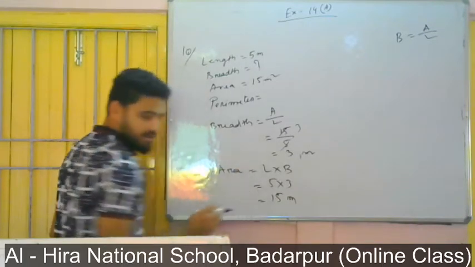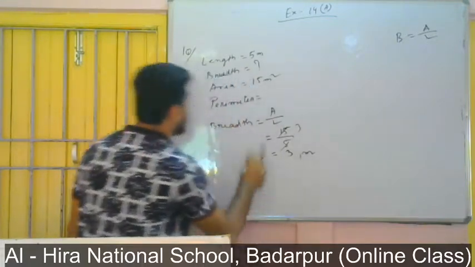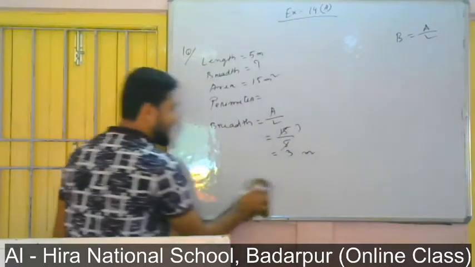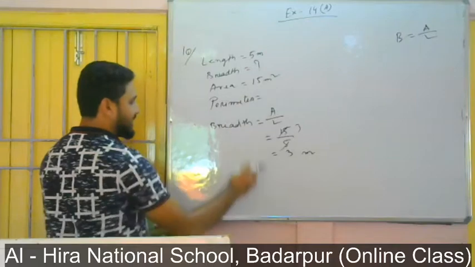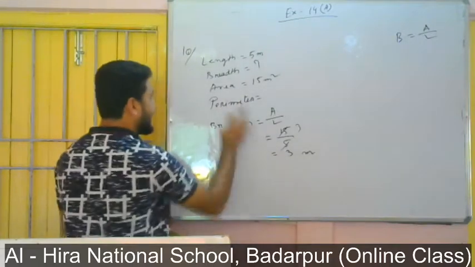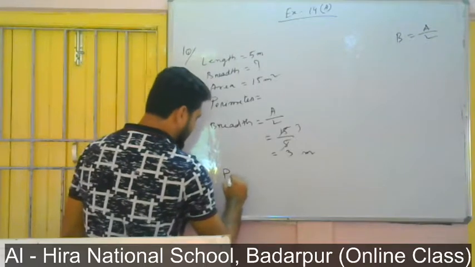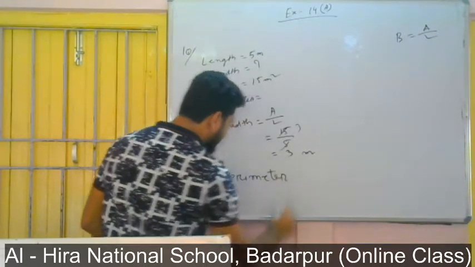Oh sorry, you just have to find breadth, isn't it? Length and area are already given, so no need of finding area again because area is given. You have to find perimeter. So write there for perimeter.